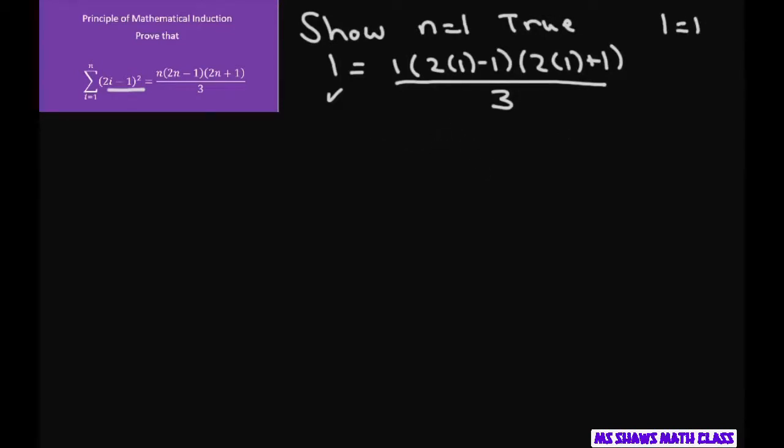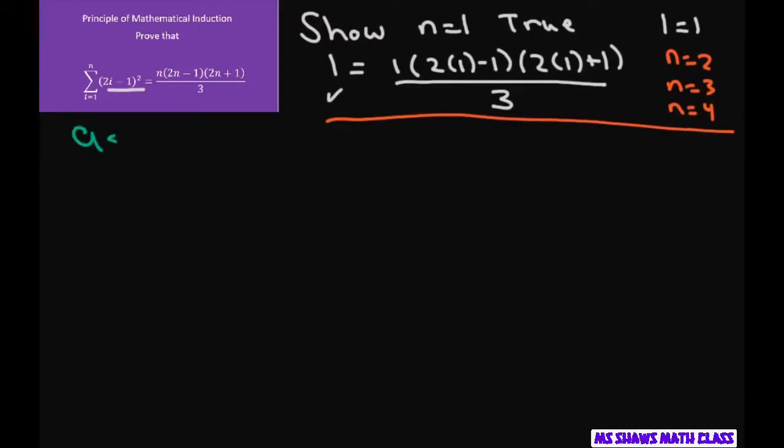So we want to show that it works for n equals 2, n equals 3, and n equals 4, and so forth. And the way to do that, instead of having to plug them all in all the time, is we're going to assume it is true for n equals k. And we're going to write this out. You can just leave it like this, but I like to write it out.